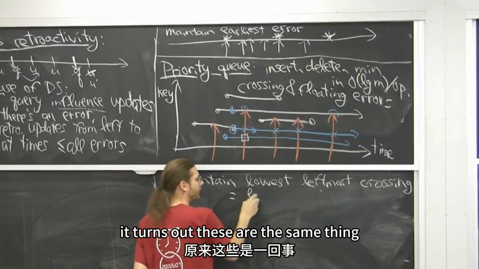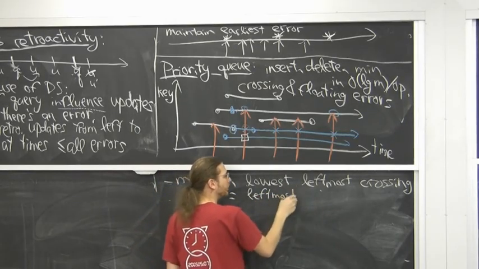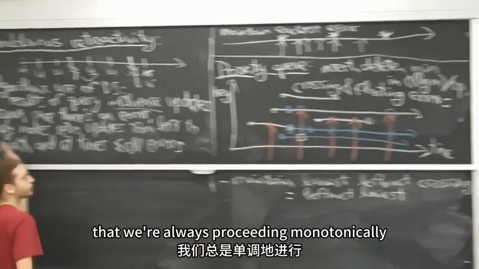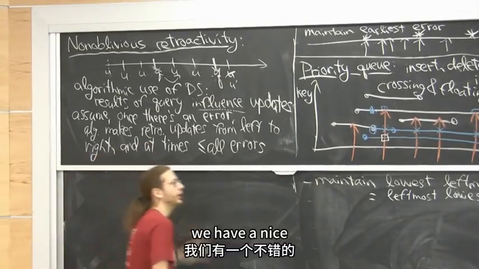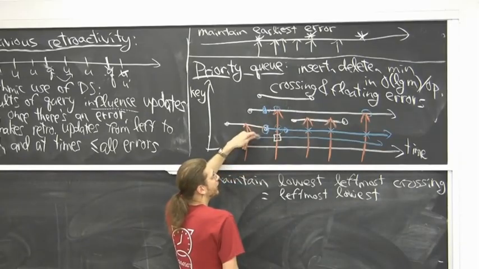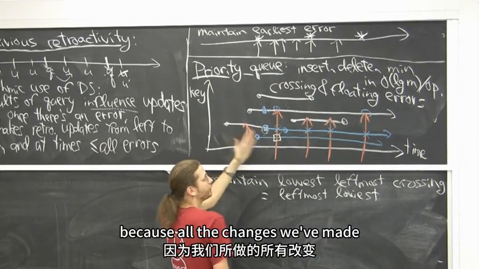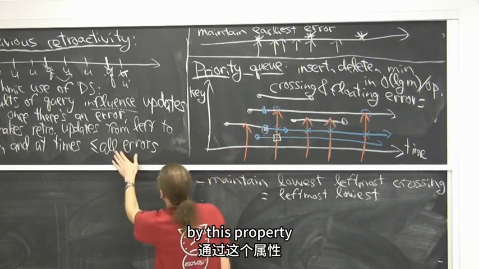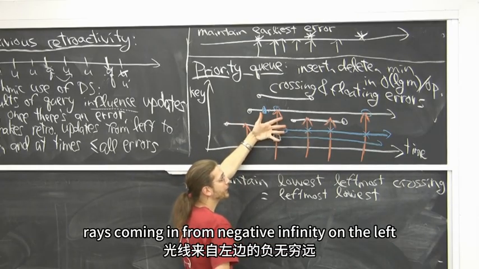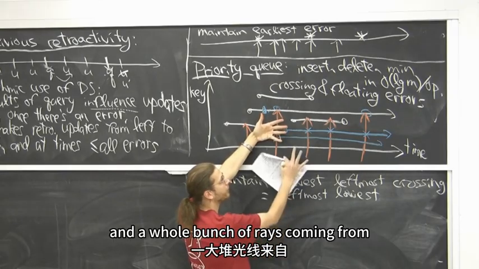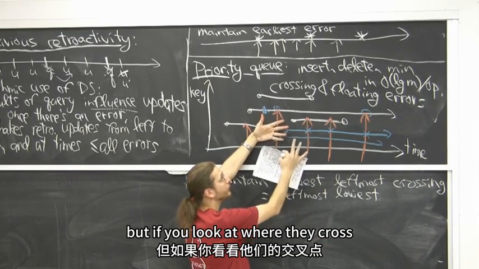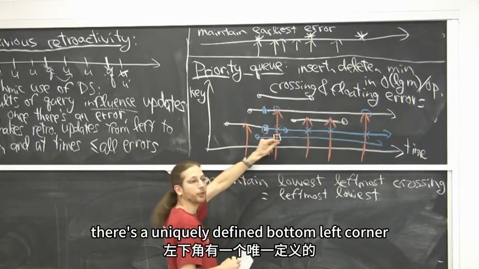It turns out these are the same thing. I don't want to prove that here, but because of this assumption that we're always proceeding monotonically left to right, we have a nice invariant that if you look at all the crossings, they involve segments that start to the left of all errors, because all the changes we've made are to the left of all errors by this property. And so it's really just a whole bunch of rays coming in from negative infinity on the left, and a whole bunch of rays coming from minus infinity on the bottom. Sometimes the rays stop, but if you look at where they cross, there's a uniquely defined bottom left corner.